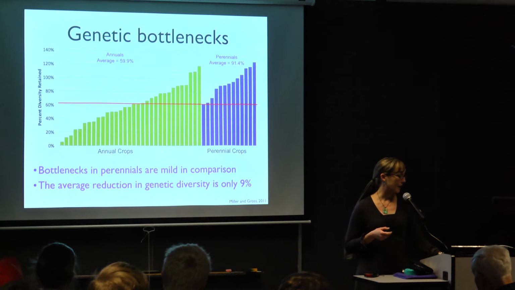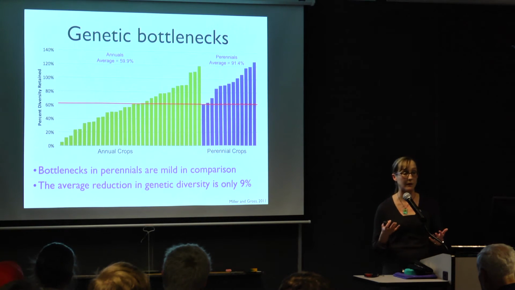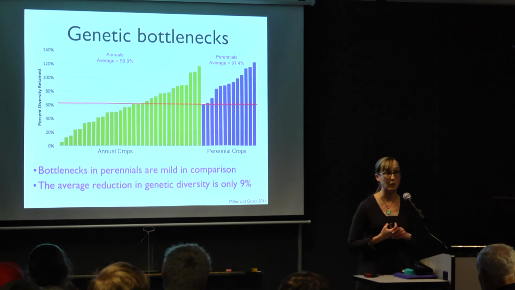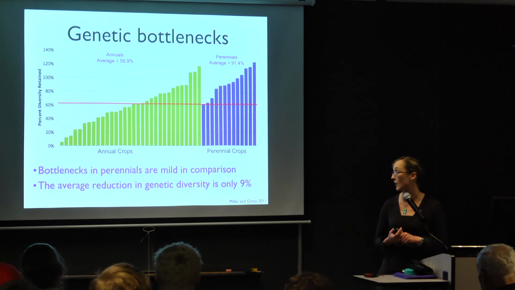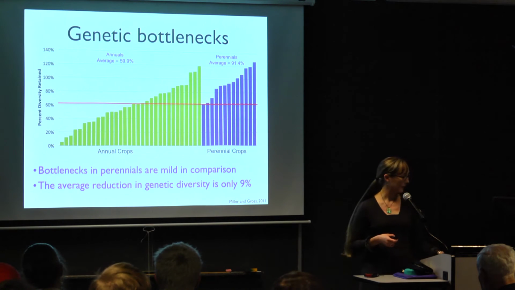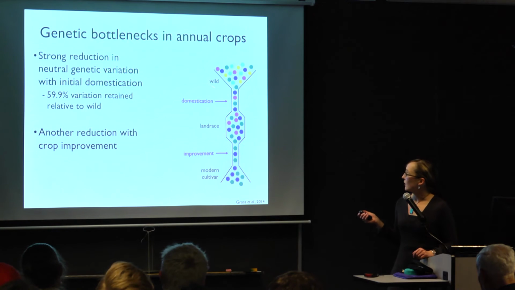But I will point out that one really cool rule of thumb is that the most severe bottleneck that I was able to document for perennial crops is about the same as the average bottleneck for annual crops. So it's a really different process of domestication at the genetic level. All right. So we know there's a severe bottleneck at domestication in annual crops.